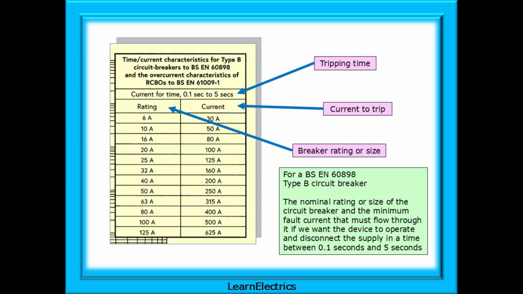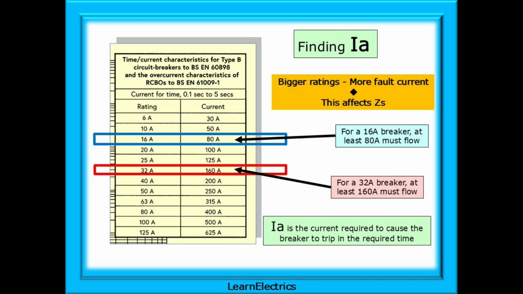It will tell us the nominal rating or size of the circuit breaker and the minimum fault current that must flow through it if we want the device to operate and disconnect the supply in a time between 0.1 seconds and 5 seconds. It is now a simple task to find the breaker rating on the left and read IA on the right. The bigger the breaker rating, the greater the fault current that must flow. IA will increase, and this will affect ZS, the earth fault loop impedance.